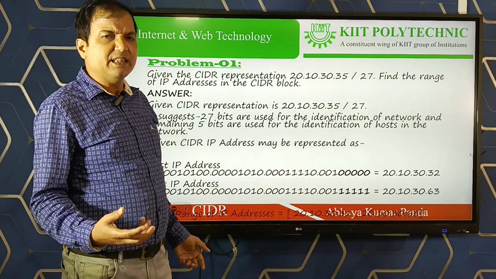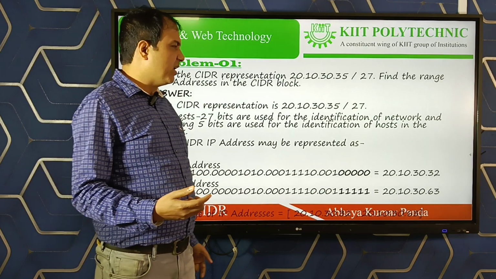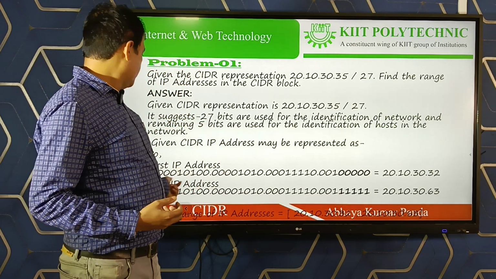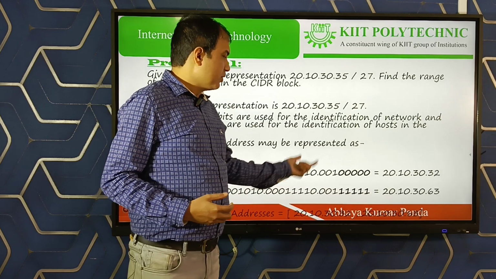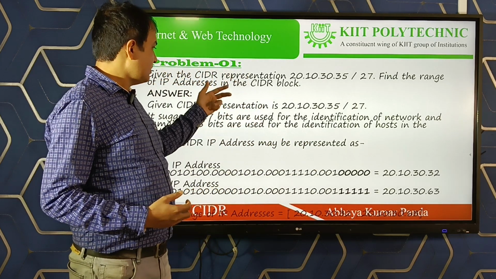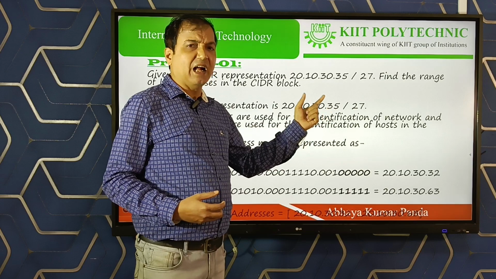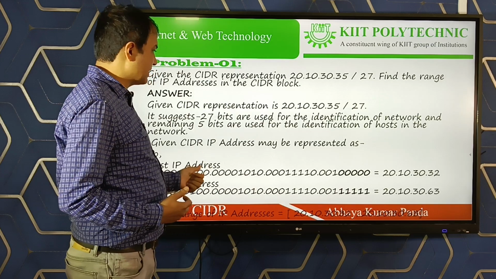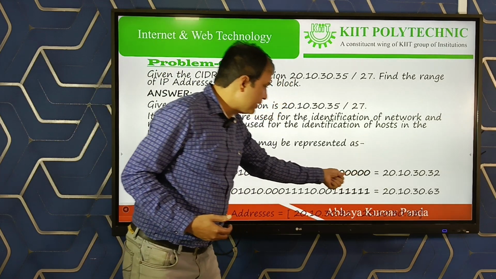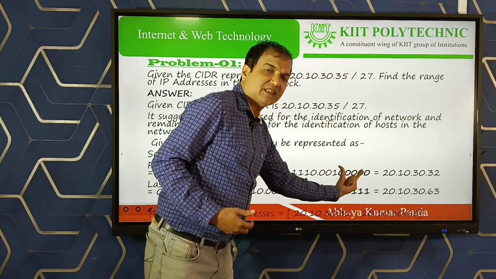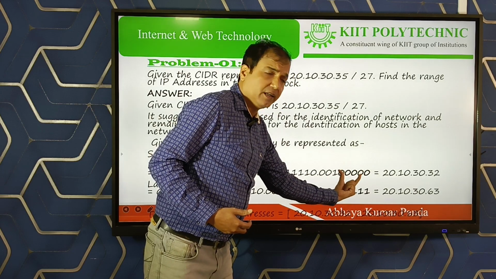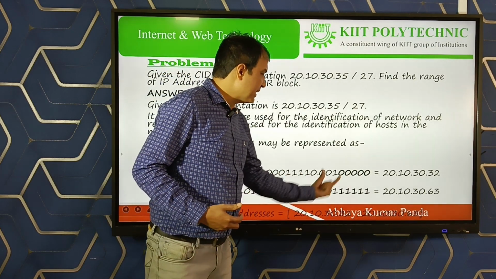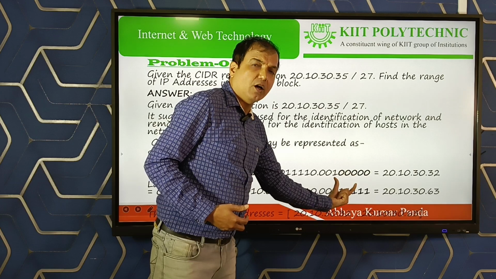So the number of host ID bits is 32 minus 27, that is 5. In this case, the first IP address should have 5 zeros, because these 5 bits are reserved for the host ID. The last IP address should have the last 5 bits all ones.